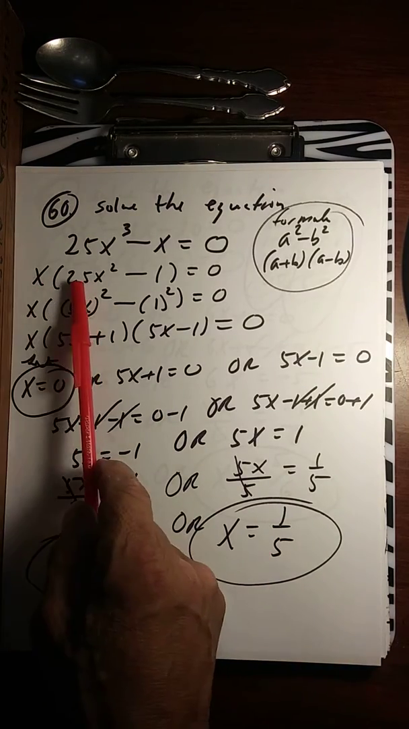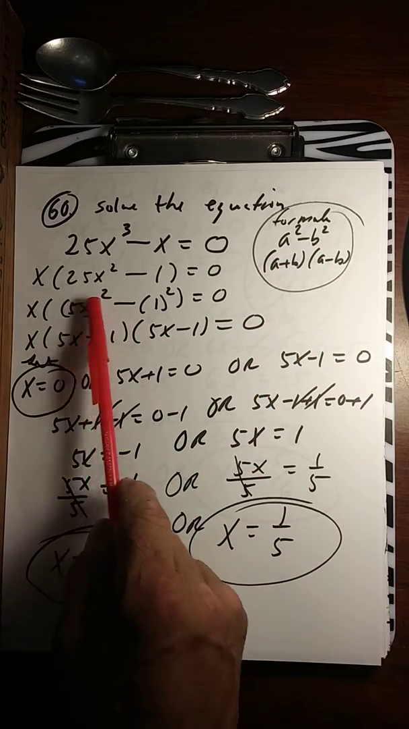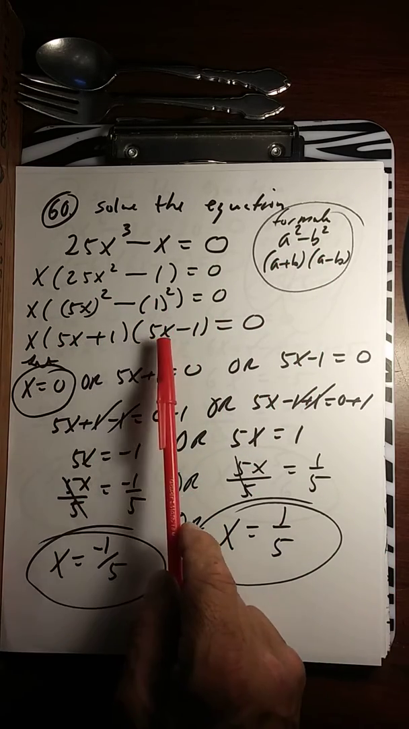Factor out the x. You have 25x squared minus 1. This one is a squared minus b squared, which factors as a plus b times a minus b. So 5 squared, 1 squared: 5x plus 1 and 5x minus 1.